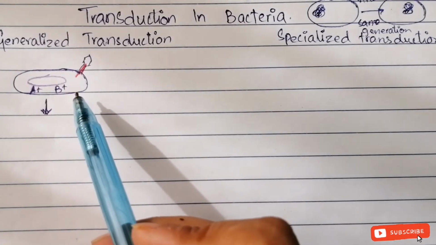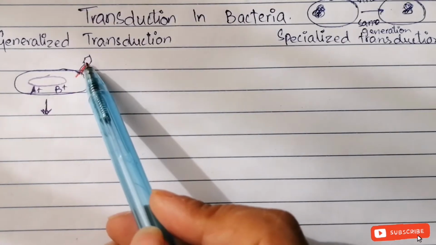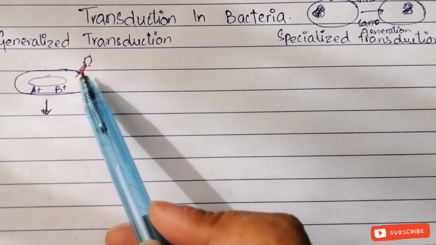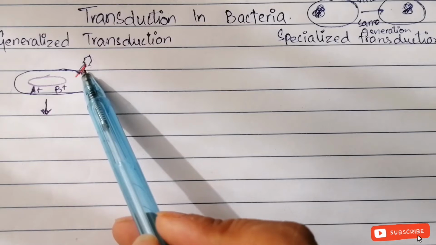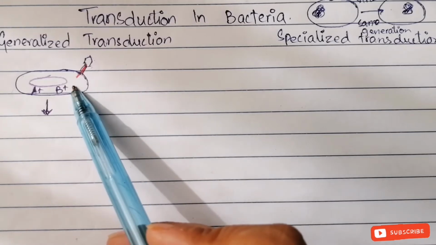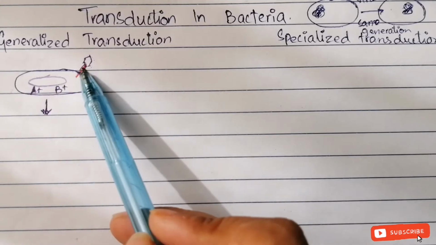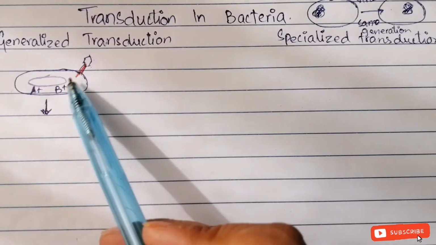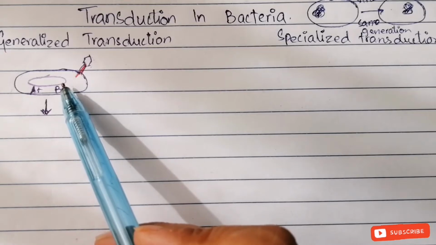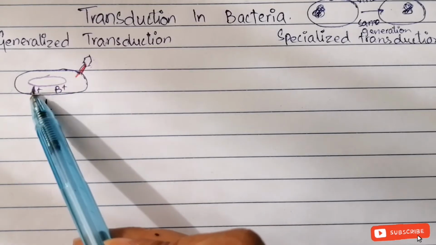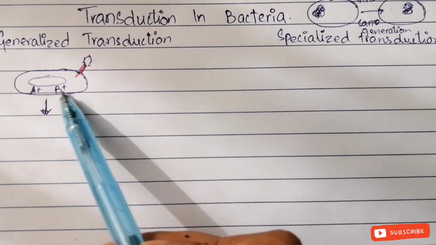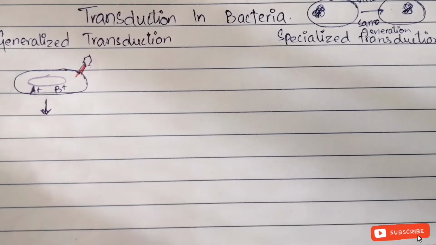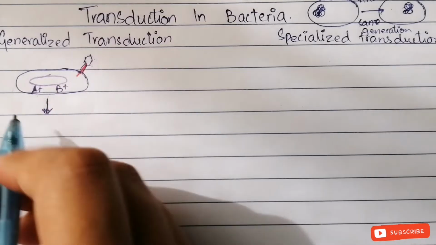In this step, I am representing the genome of the bacteriophage. This is the virus that is infecting. In this step, the virus is transferring its genetic material into the bacterial cell. The red color represents the genome of the bacteriophage, and the purple color represents the genome, or genetic material, of the bacterial cell. Here A plus and B plus are genes present in the bacterial cell. So what happens in the next step when the virus has completely injected its genome into the bacterial cell?